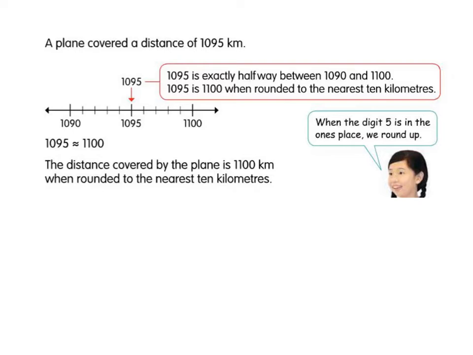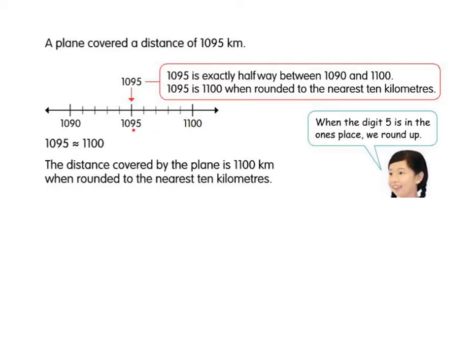So look at this example here. A plane covered a distance of 1,095 kilometres, and we're trying to round this to the nearest 10 kilometres. If we position it on a number line, it can really help us understand rounding. So 1,095, the nearest 10. What we have to think about is what multiple of 10 would come before or after this number. The number that would come before this, that's a multiple of 10, would be 1,090. And the number that would come after this, that's a multiple of 10, would be 1,100.